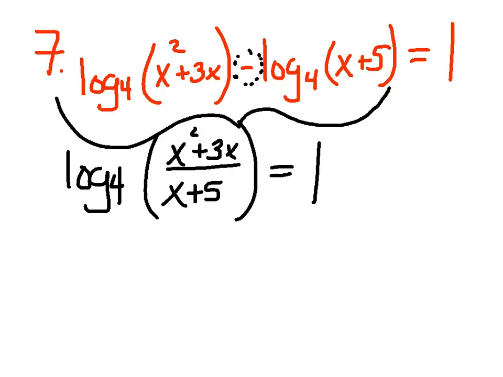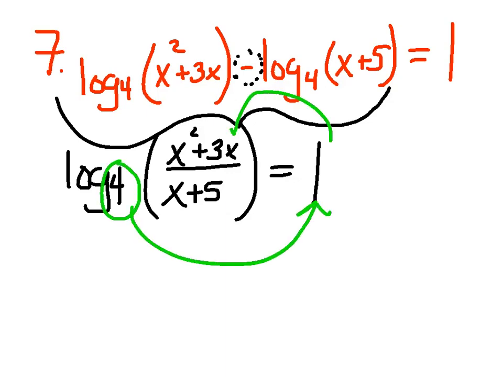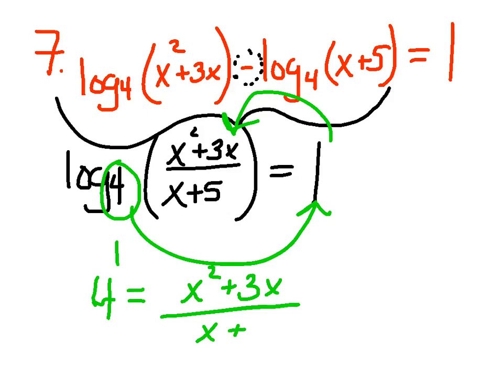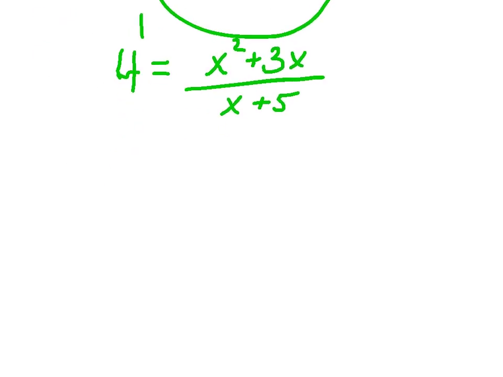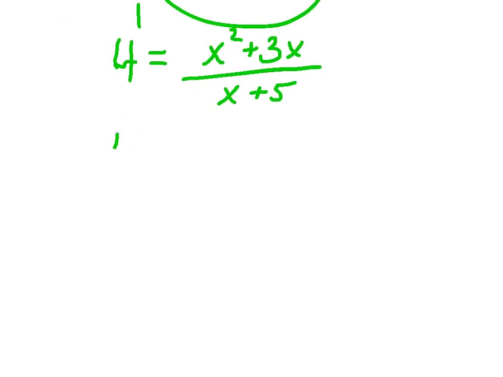Equals 1. Now, do you have to condense or kill? And remember, you can only kill the logs if you see the same thing on each side, a balanced equation. So hopefully you don't see that, and we're going to convert. So it should be 4 to the first equals this junk. 4 to the first equals x squared plus 3x over x plus 5. 4 to the first, very nice, is just 4.